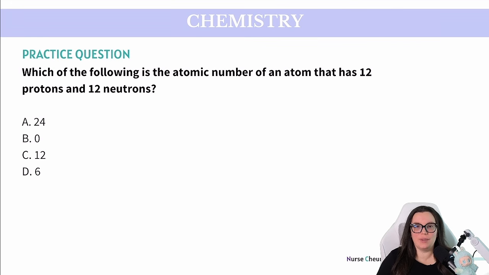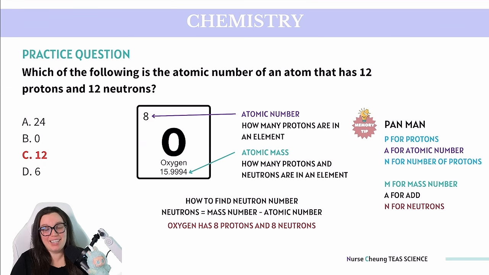So which of the following is the atomic number of an atom that has 12 protons and 12 neutrons? Is the number going to be 24, 0, 12, or 6? And the correct answer for this one is going to be 12. So let's talk about it.